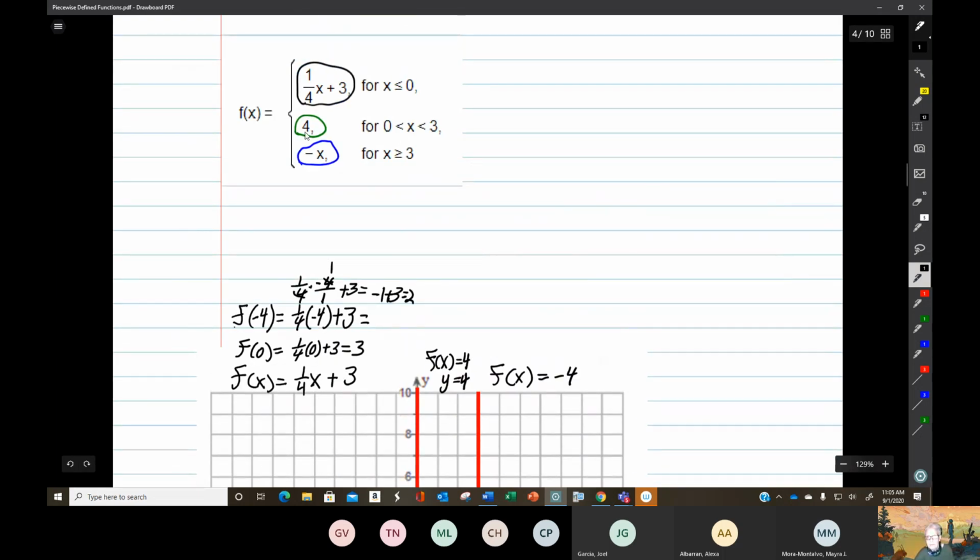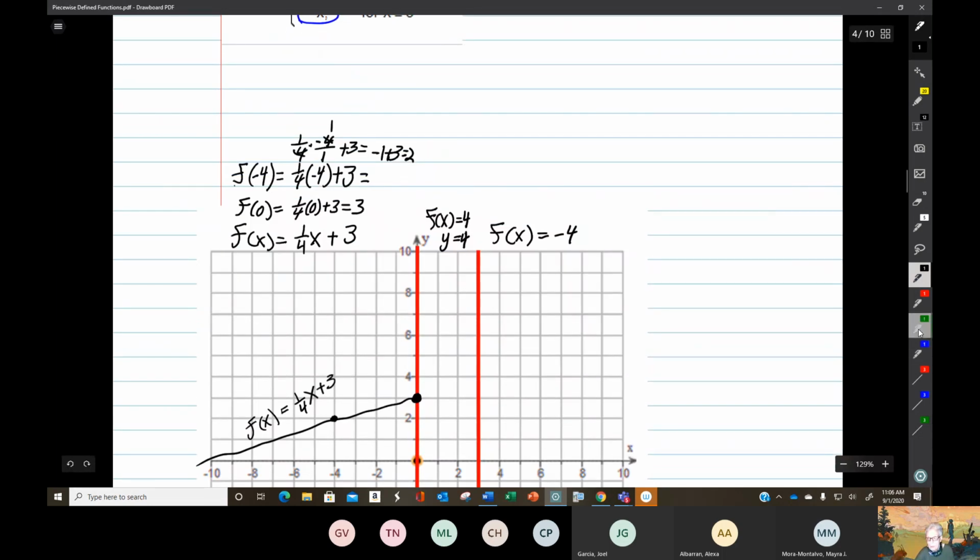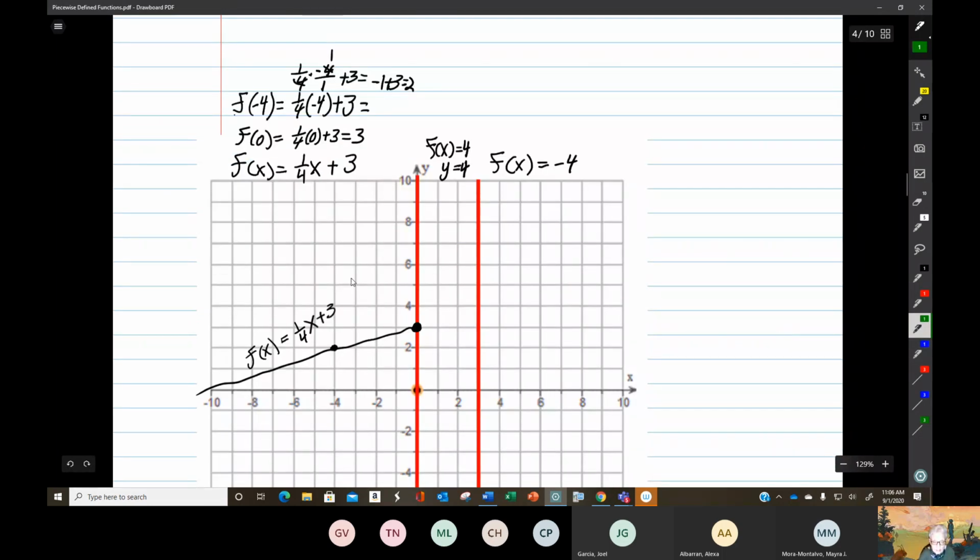I'm going to have 4. So I'm going to do this in green. I'll have a circle here and a circle here and a line, because for all the values of x between 0 and 3, x can actually equal those x's, so I have a solid line between them. X can't actually equal 0 for this part. There's x equals 0 down there. So y will have to be an open circle there.